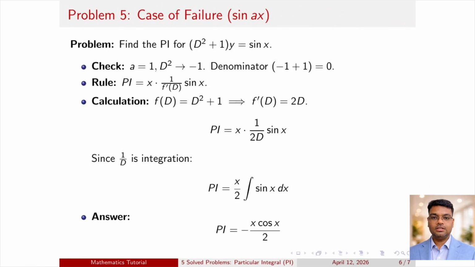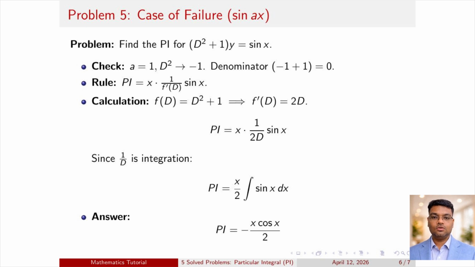To find the particular integral for D squared plus 1 applied to y is equal to sine x. First observe that D squared becomes minus 1. So the denominator becomes minus 1 plus 1 which is equal to 0. Hence this is a failure case and we use the rule PI equals x multiplied by 1 divided by f dash of D applied to sine x. Now differentiate the operator. f of D is D squared plus 1. So f dash of D becomes 2D. So we get PI equals x multiplied by 1 divided by 2D applied to sine x.